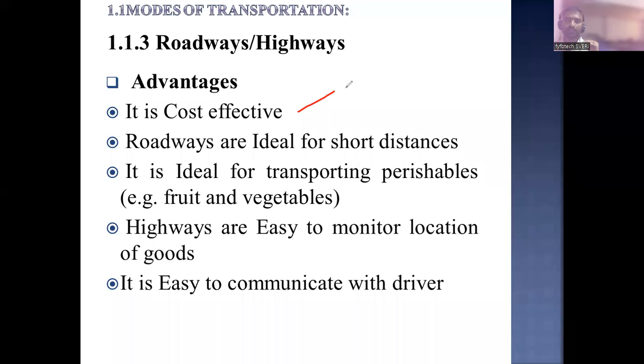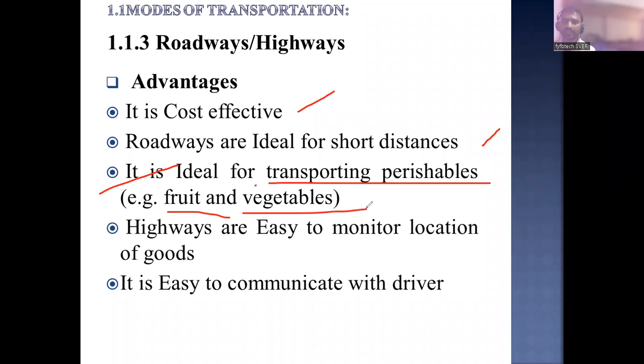Okay, in the village roads, is that much investment required? No, it is not required. It means it is cost effective. The routes are ideal for short distances. Okay, if you have to go a very short distance, you can prefer roads. They are also ideal for transporting perishables, for example fruits and vegetables.